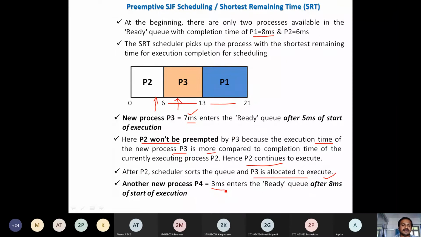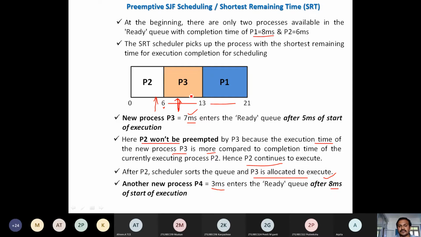Now, how much time is left for P3 to complete at the 8th millisecond? P3 is for 7 milliseconds. It began its execution at 6 milliseconds, so at the 8th millisecond, only 2 milliseconds are over for P3. Still, 5 milliseconds are left to complete its process.